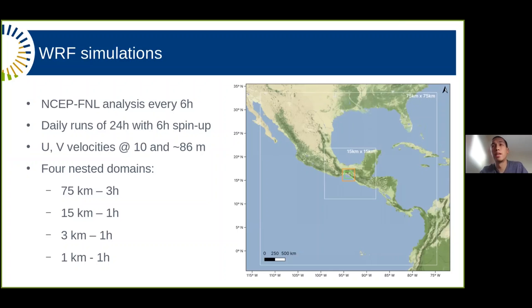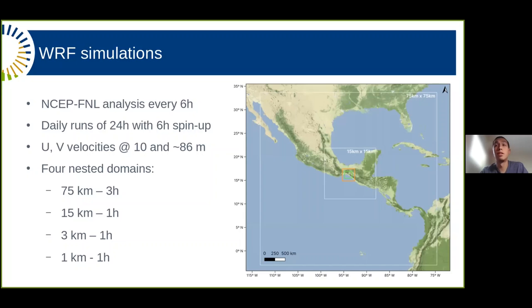In the figure, you can see the nested domains that we used to run this case. The larger domain is a 75 kilometer by 75 kilometer grid, and then the 15 kilometer grid. Then in orange, there is a 3 kilometer by 3 kilometer grid, and the smaller square in green represents the area covered by a discretization of 1 kilometer by 1 kilometer.